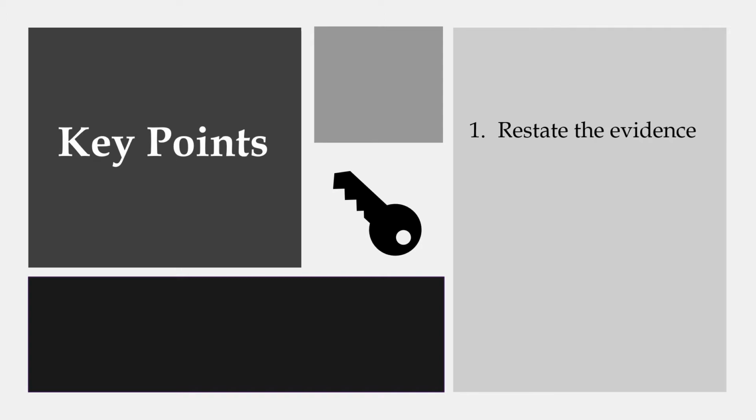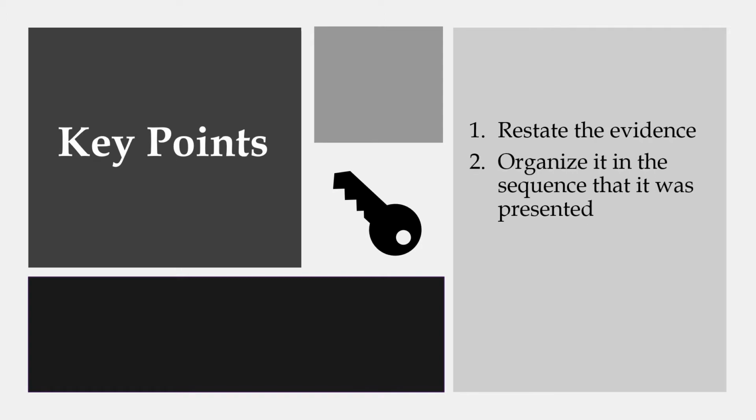Once we've written an effective opening statement, we're going to move on to our key points. In this context, there are three things we want to keep in mind. First, we are obviously going to restate our evidence. Second, we are going to organize it in the same sequence that it was presented throughout the paper.